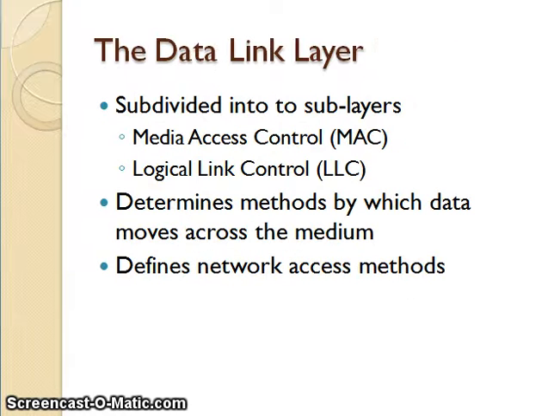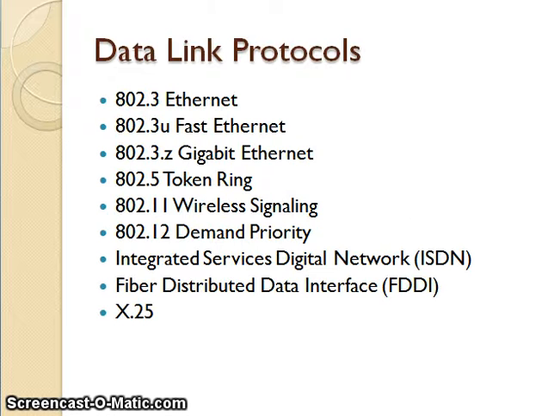The responsibilities of the data link layer: it is subdivided into two sublayers. The first one is the MAC layer, and the second one is the LLC layer. MAC is media access control, and LLC is logical link control. It determines methods by which data moves across the medium, and it also defines network access methods. So these are all the protocols used in the data link layer. The first one is 802.3, which is Ethernet. If you want to use a token ring, you use the 802.5 token ring concept. It also uses ISDN, Integrated Services Digital Network, and FDDI, Fiber Distributed Data Interface.